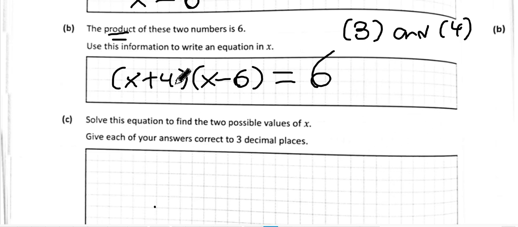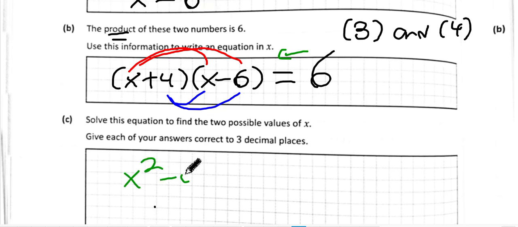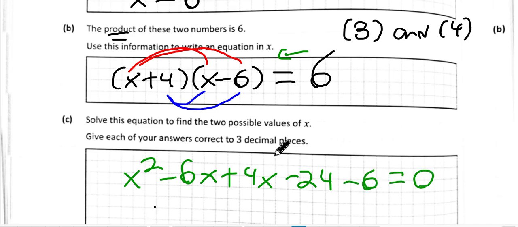So what I need you to do is multiply this out using the 4 lines. 1, 2, 3, 4. That's your 4 lines, isn't it? Then you're going to move the 6 from the right hand side to the left hand side, and then you're going to form yourself an equation. Who got x squared minus 6x plus 4x minus 24? 6 moves from the right to the left, and then equal to 0.